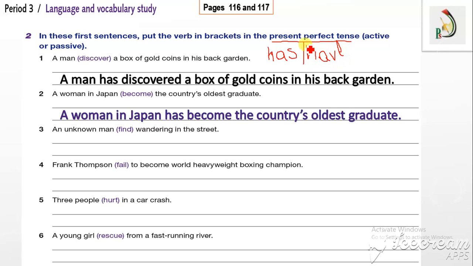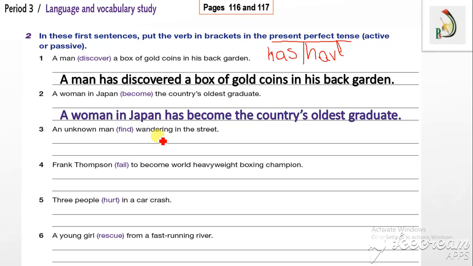So this is your H. And the perfect tense will be the past participle. An unknown man found wandering in the street. It means that an unknown man was wandering in the street.